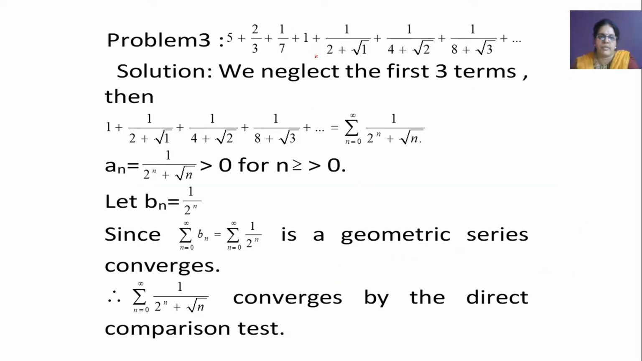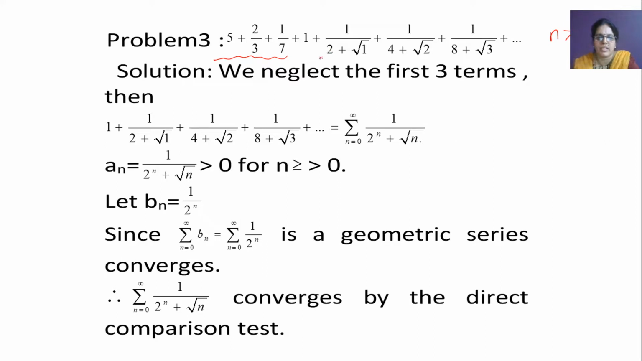And another problem, consider the series 5 plus 2 by 3 plus 1 by 7 plus 1 plus etc. So now a few terms are different. I will consider after a particular term. So I will neglect these three terms. For n greater than 3, I will check the terms with the other series. So consider 1 plus 1 by 2 root 1 plus etc.